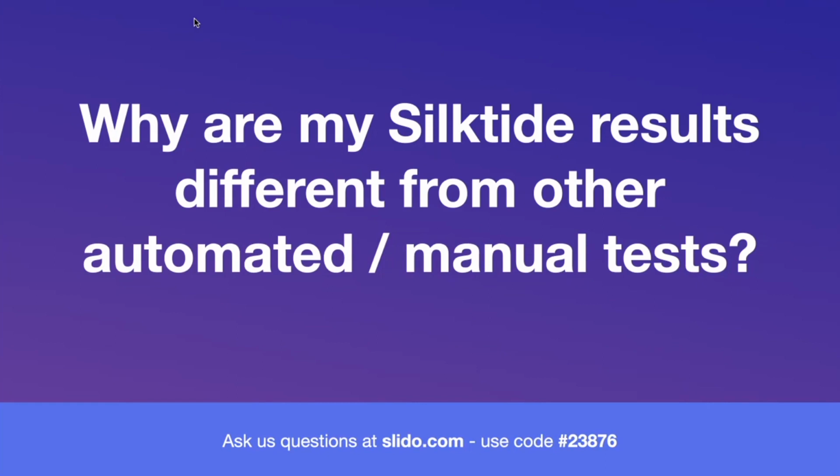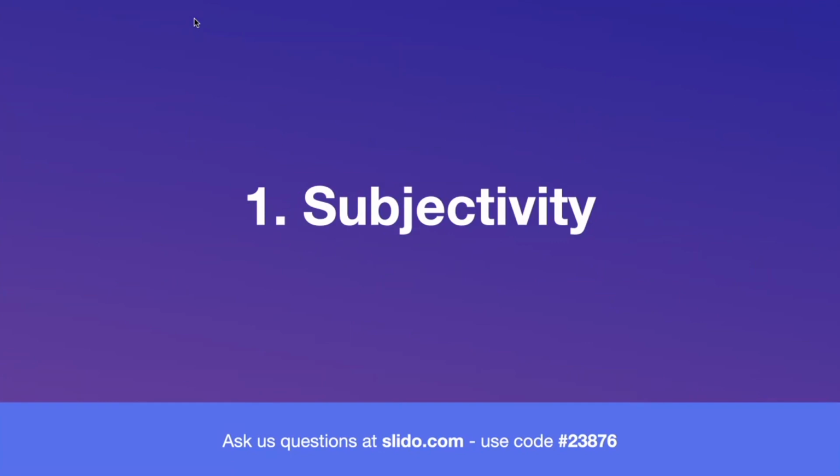Next up, another common one. Why are my Silktide results different from other automated or manual tests? So quite a few people ask this, and the question actually belies perhaps a difference in interpretation for how these things work. So a common misunderstanding is that WCAG, that's the official guidelines that you're following, are a flawlessly defined, unambiguous standard. And unfortunately, that is not the case. So I'm going to show you a little bit of why. There is some subjectivity.